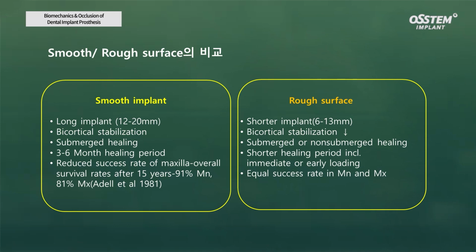When we use rough surface implants, unlike in the past, we can use shorter implants. In the past, we emphasized longer implants that range from 12 millimeter to 20 millimeter, but as we transition to rough surface, the range from 6 millimeter to 13 millimeter would suffice. Next is bicortical stabilization. In the past, we emphasized that cortical bone from both top and bottom should be engaged, but the emphasis on this has become much less these days with rough surface.